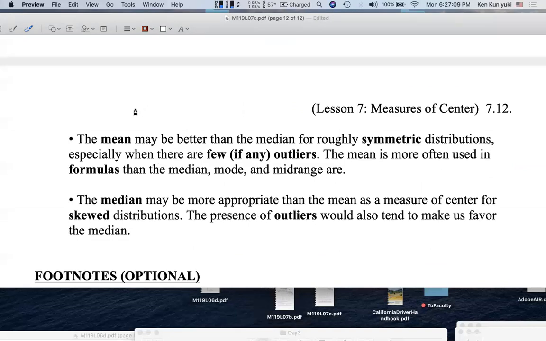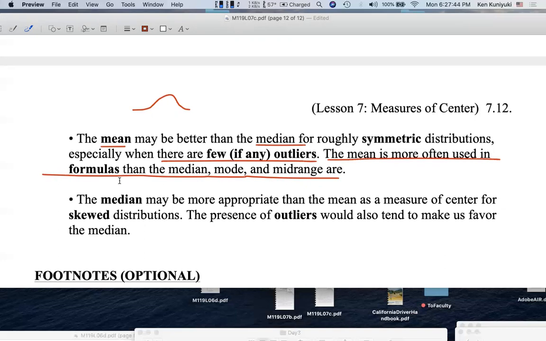So now the mean may be better than the median for roughly symmetric distributions. They should be similar anyway, right? The mean and the median should be very similar anyway for symmetric distributions. And the mean is probably better because the mean is more often used in formulas than the median, mode, and the mid-range are. Also, I'm assuming that there are no extreme outliers. Outliers can also mess things up. So the mean may be better than the median for roughly symmetric distributions, especially if there are few, if any, outliers, because the mean is more often used in formulas.